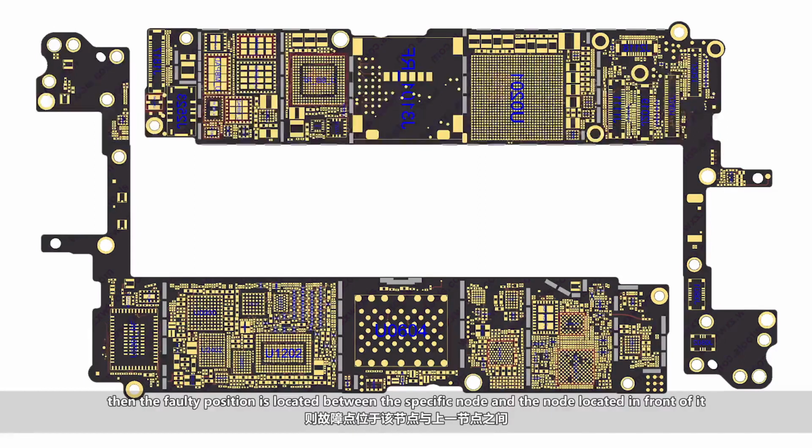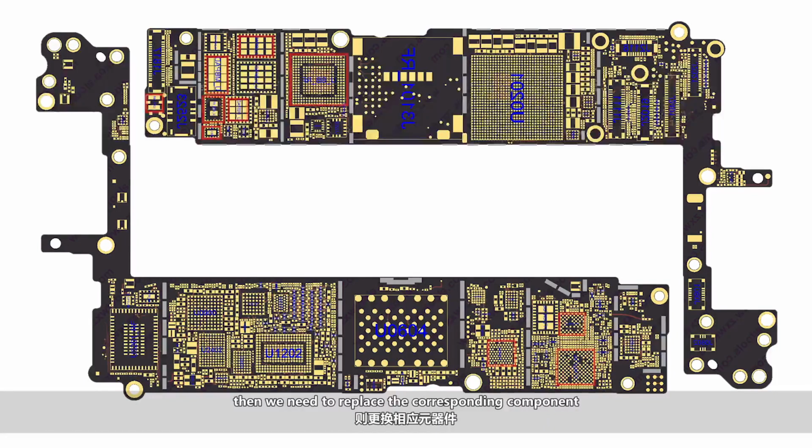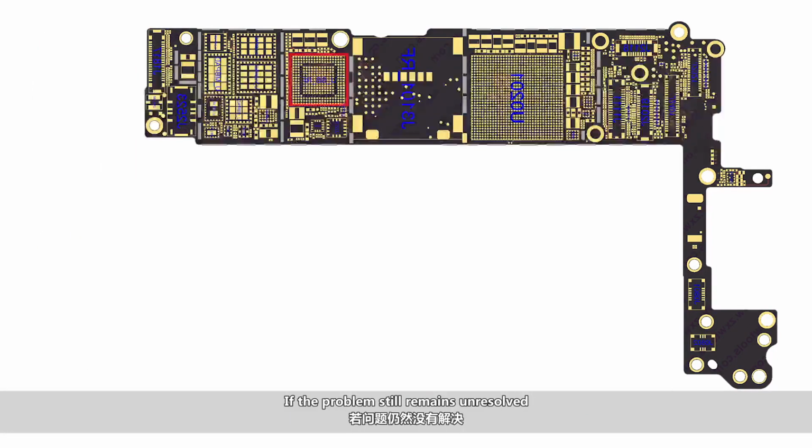located between the specific node and the node located in front of it, and we need to check components between the two nodes. If the working condition of these components is normal, then we need to replace the corresponding component. If all nodes fail, then we need to check working condition of the RF processor. If nothing goes wrong, replace the RF processor. If the problem still remains unresolved, check baseband CPU relevant circuit.